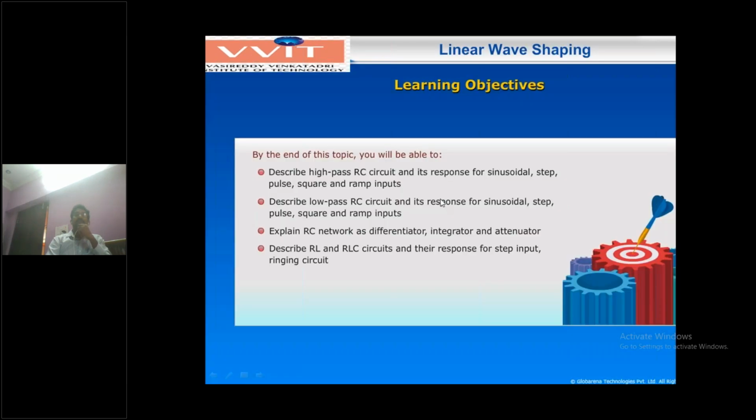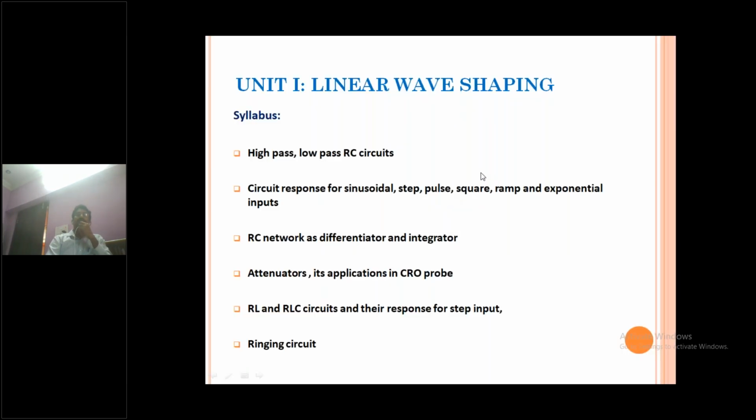Now come to the first unit. What is the first unit syllabus? Low pass and high pass RC circuits. These circuits are applied for different inputs. What are the different inputs considered here? Sinusoidal, step, pulse, square, ramp, exponential. These six inputs you apply to the RC circuit, either low pass or high pass RC circuit.